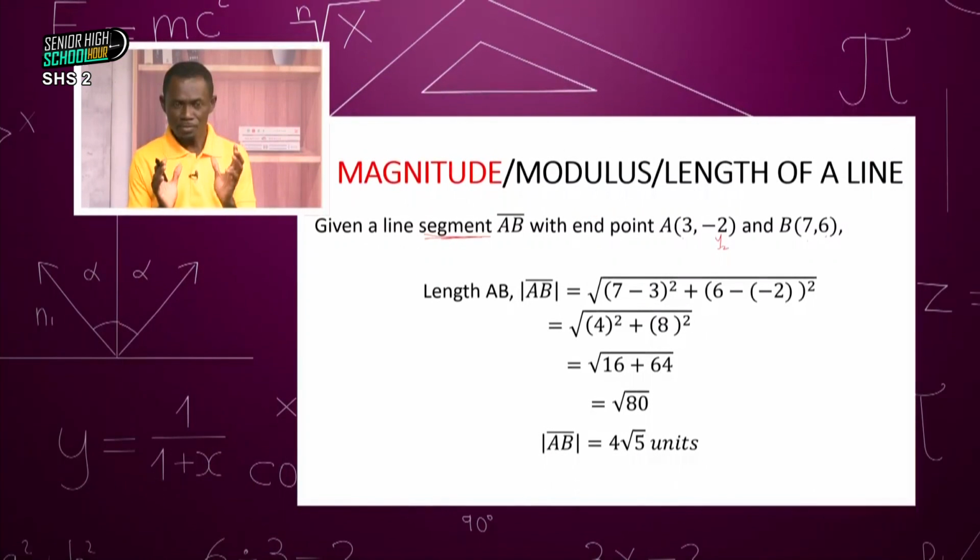Find the differences between the corresponding coordinates, x, x, y, y, square the difference, sum that squared difference, and then find the square root. All right.